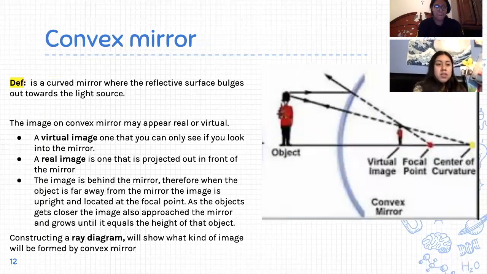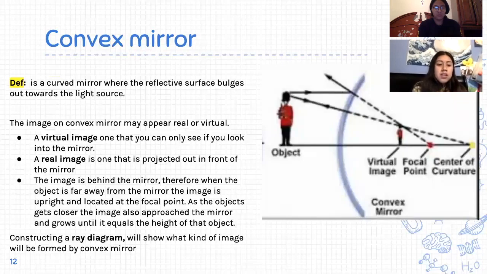A convex mirror is a curved mirror where the reflective surface bulges out towards the light source. The image on a convex mirror may appear real or virtual. A virtual image is one that you can only see if you look into the mirror. A real image is one that is projected out in front of the mirror. The image is behind the mirror, therefore when the object is far away from the mirror, the image is upright and located at the focal point.